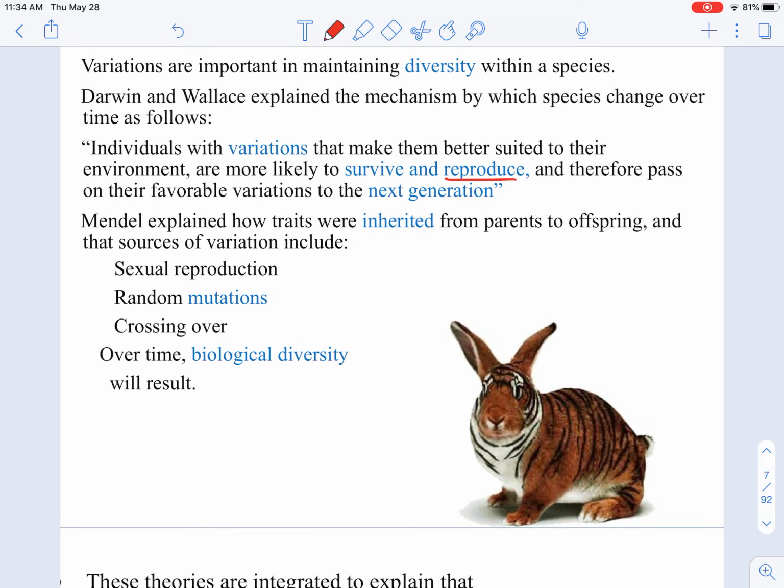So the sources of variation: some of them could be just variations that were a new mix because of sexual reproduction. They could be because of mutations. They could be because of crossing over. And so diversity over time is very evident.